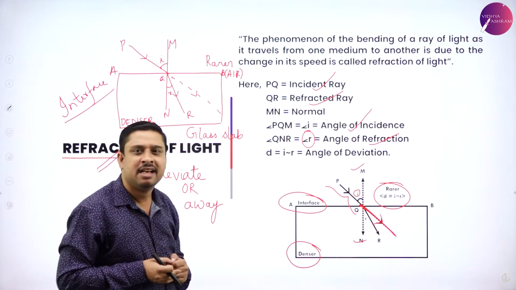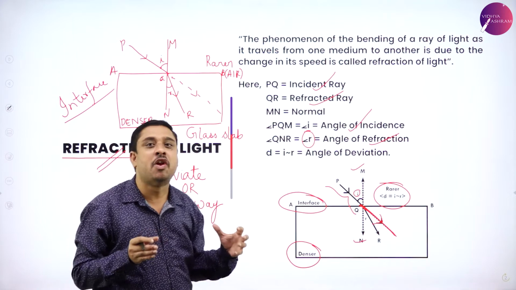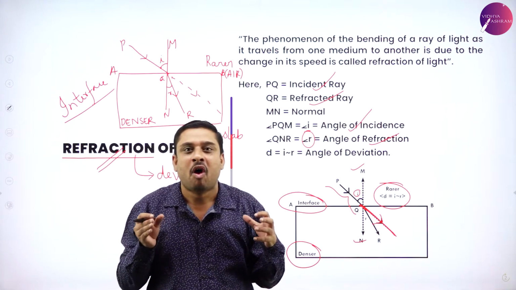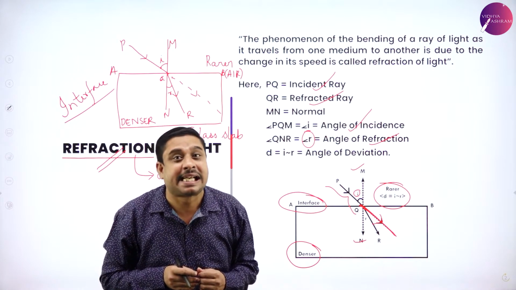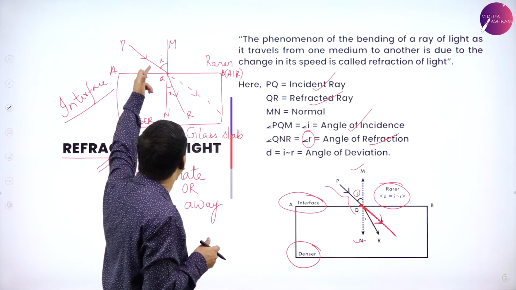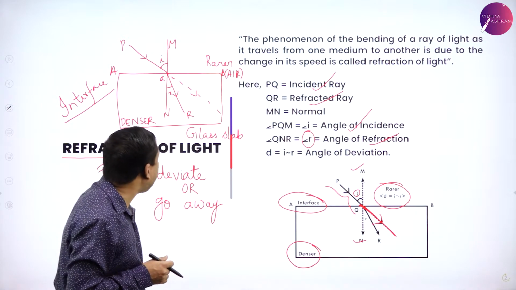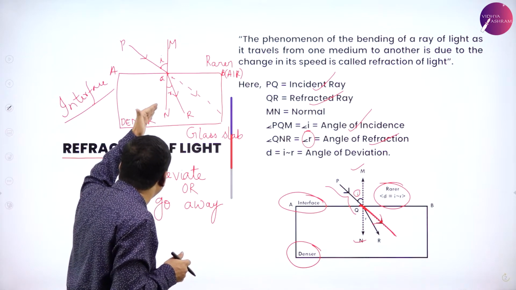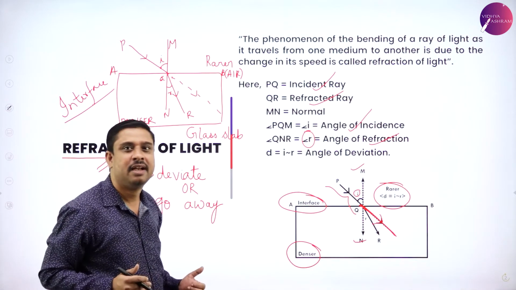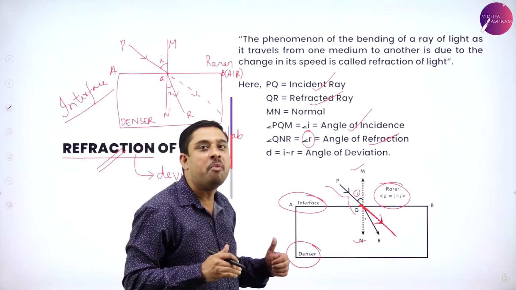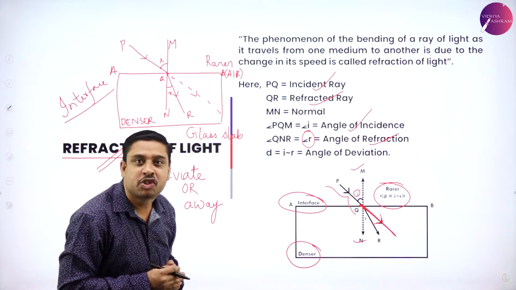Then what is refraction, students? It is a phenomenon of bending of light as it travels from one medium to another. Here light is traveling from rarer medium to denser medium, hence it is getting bent. And this phenomenon of bending is what we call refraction of light.